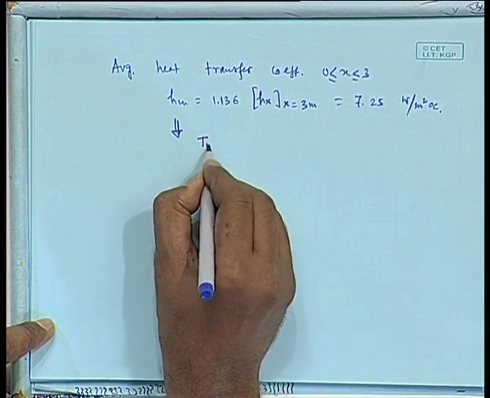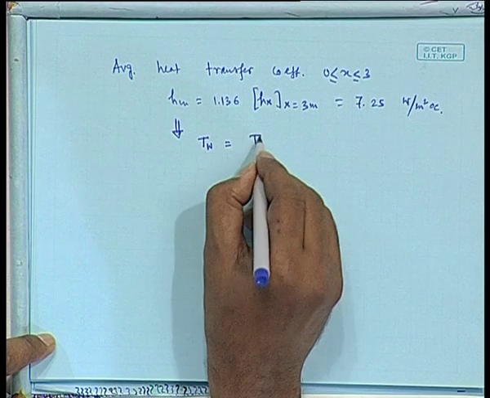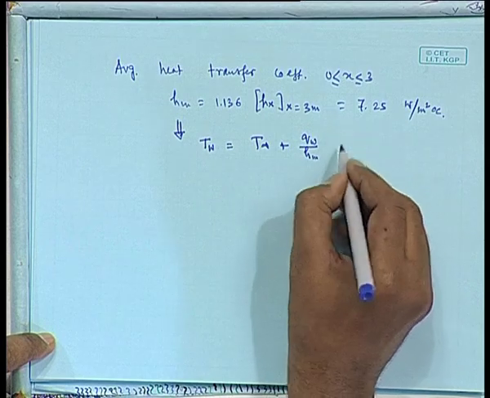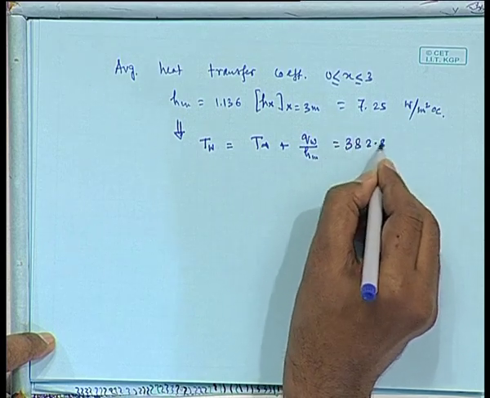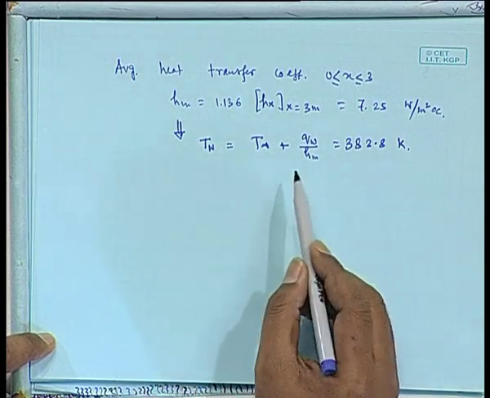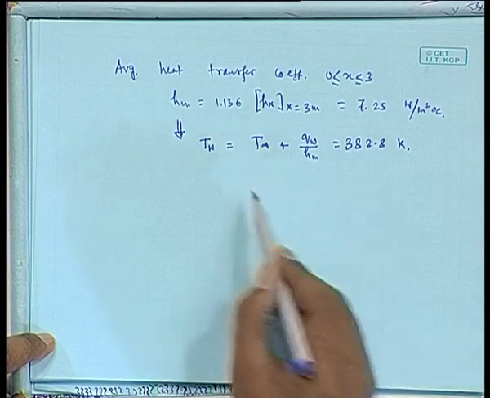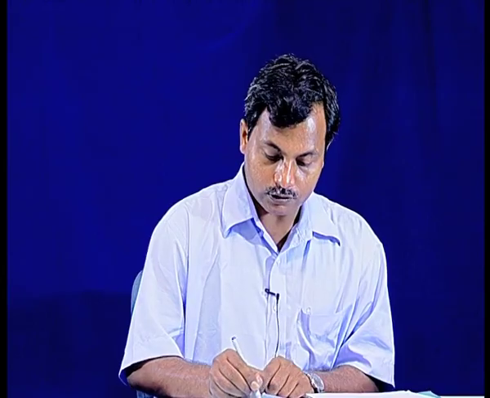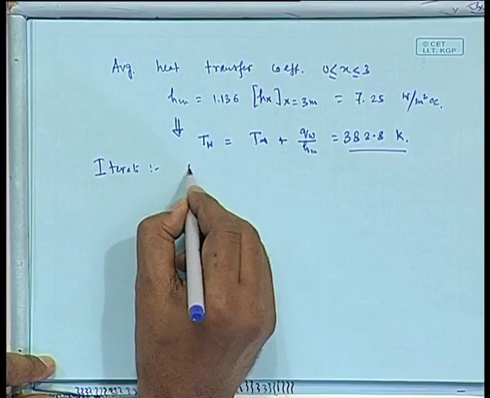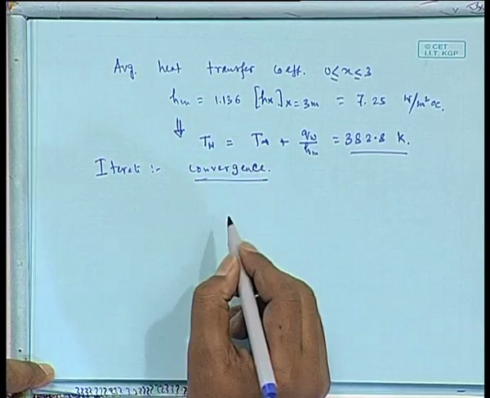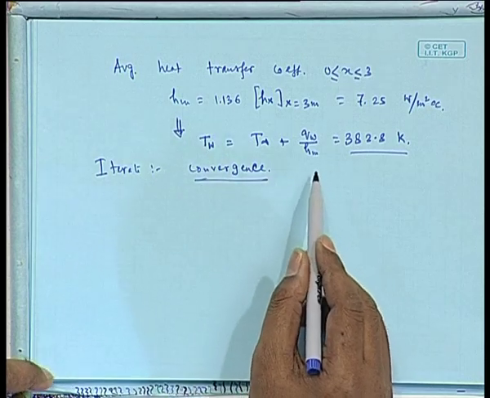Now, you can calculate what is my wall temperature. What is wall temperature? That is T infinity plus Q wall by this average heat transfer coefficient, okay. It comes out to be 382.8 Kelvin. And when we assumed the value of H, we got TW as 400 Kelvin. That means we are very close, or you can further improve this closeness. So iterate till convergence of your desired degree. So that is how you tackle a problem of constant wall flux.